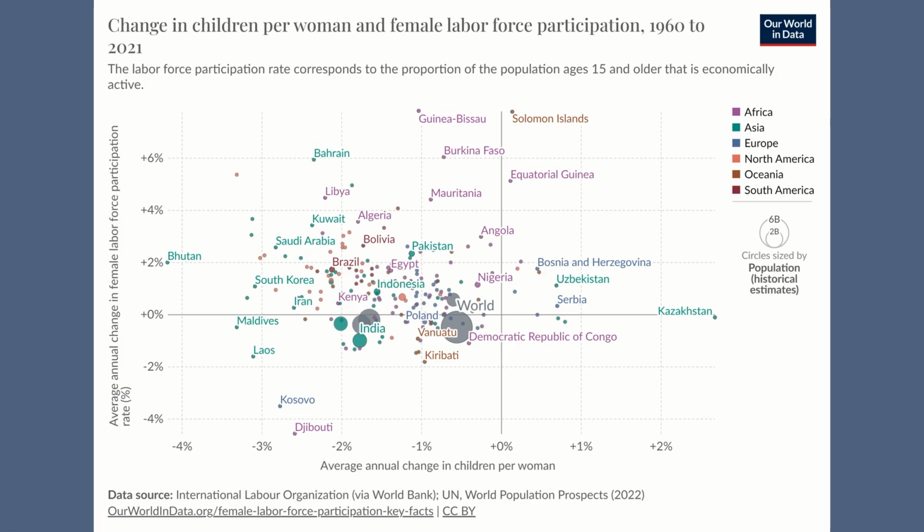Also, labor force participation for women: has it changed from 1960 to 2021? Each of these quadrants is formed around these axes, and the one quadrant where you're seeing most countries clustering is the quadrant where labor participation has increased and fertility has decreased. Again, this is another way of visualizing the data, showing that in places where women have entered the workforce, fertility has declined across the world.